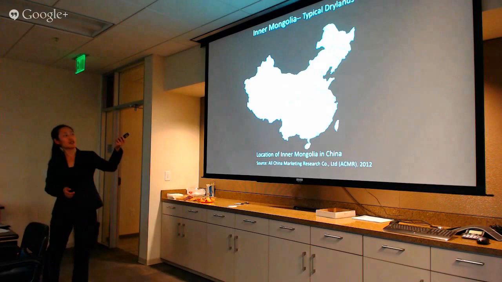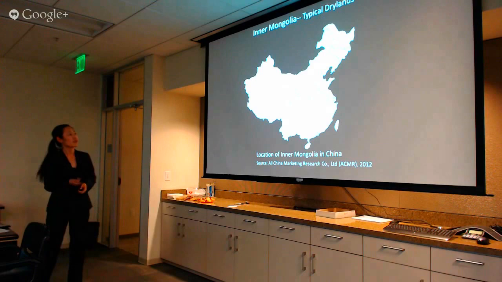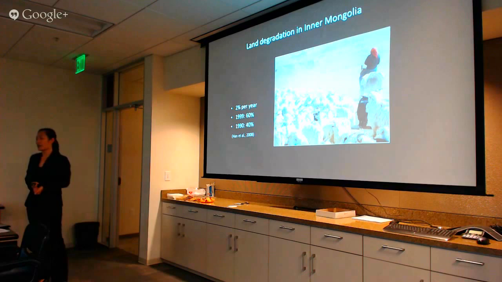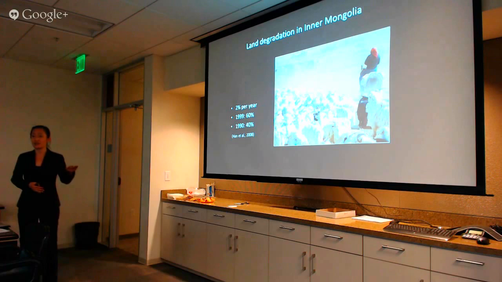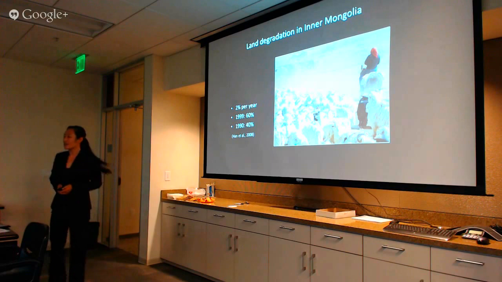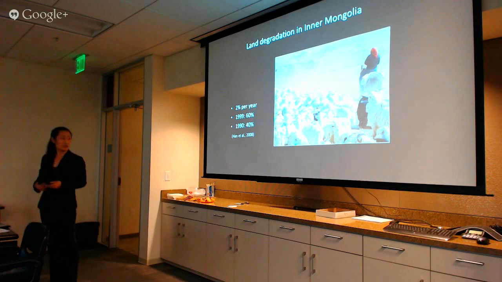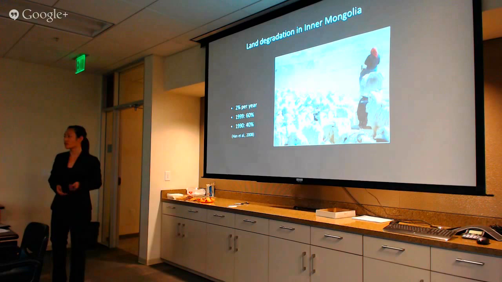You can see, marked in blue, Inner Mongolia. Apparently Inner Mongolia, as a typical dryland, also faces very serious land degradation. In the last 50 years, the land degradation rate is 2% per year. In 1999, 60% of the rangeland in Inner Mongolia was degraded, but back in 1990, only 10 years ago, it was only 40%.